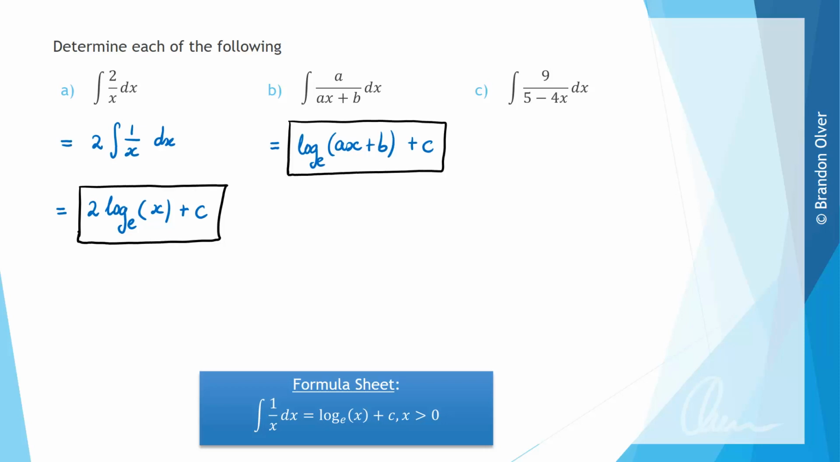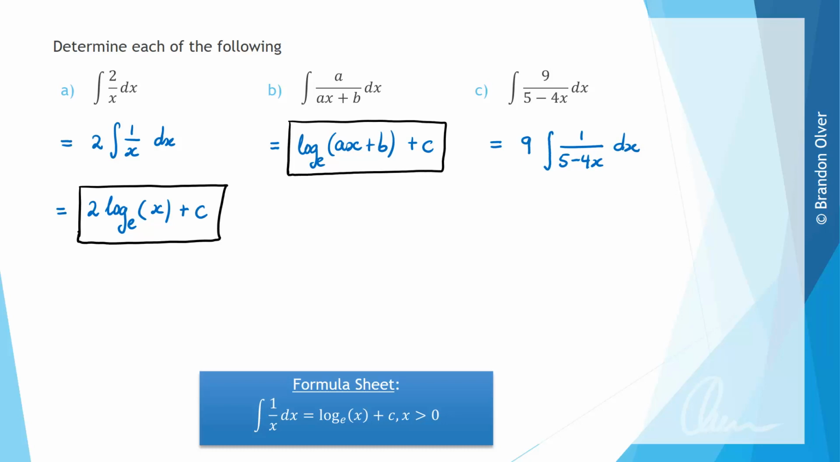And now for part C, we're going to look back at a case where there's numbers, not letters, like the ax plus b we had in the previous example. So we're going to start by removing the 9 from the integral. So we know that if we have a constant multiplying our function, we can take it out the front of the integral sign.